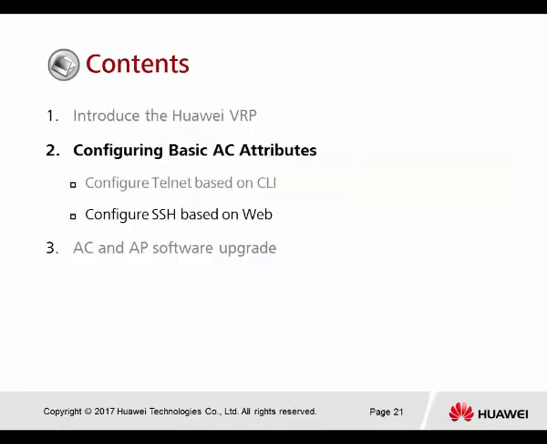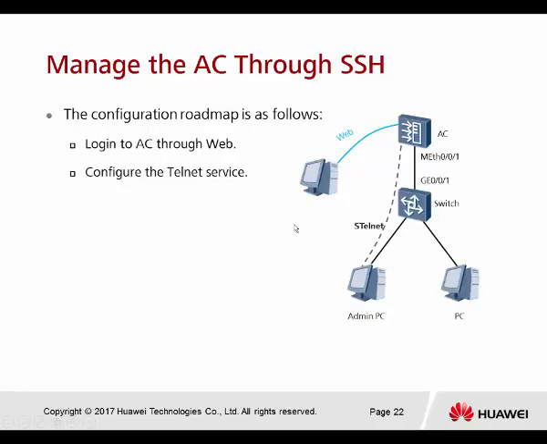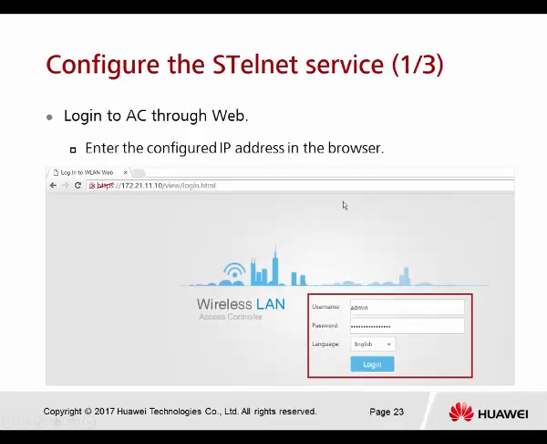The next one is SSH based on the web. This is the roadmap: log into the AC through the web and configure the Telnet service. Of course, using the web is much simpler. We just need to make sure we are able to access the web. Put in the username and the password, and try to access.